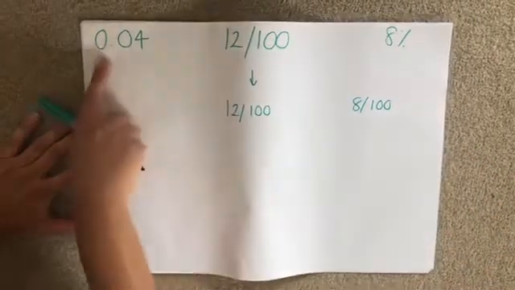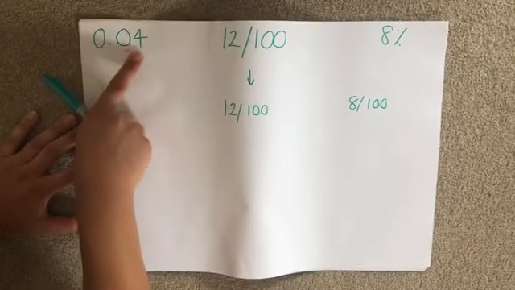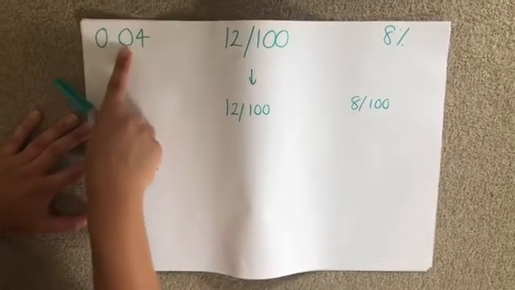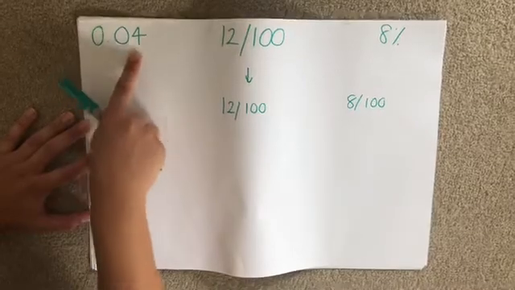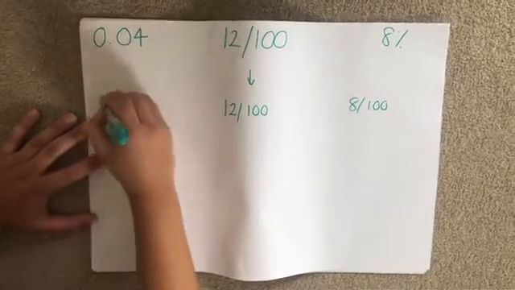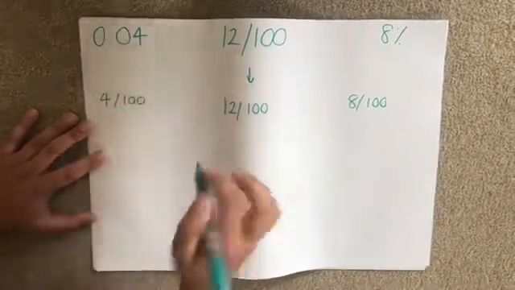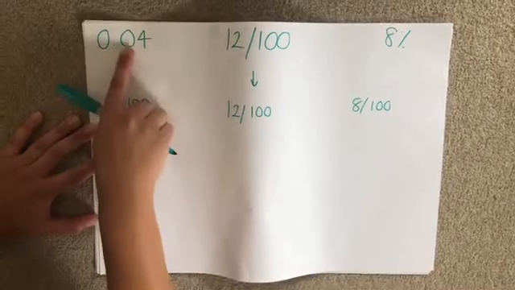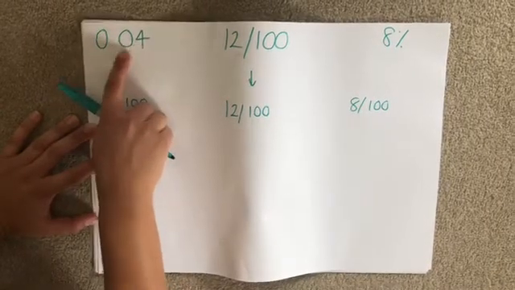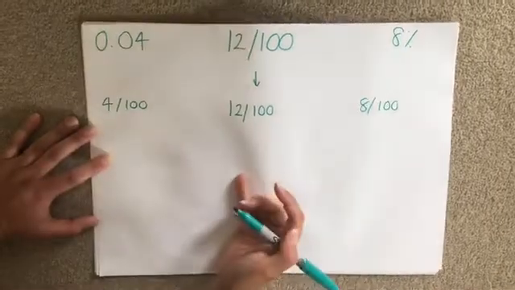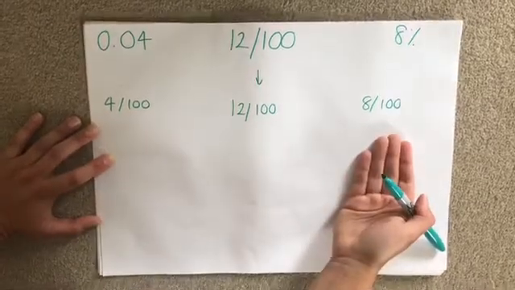And then here, we've got 0.04. Now, you need to be careful here because you haven't got any tenths. So this is simply 4 hundredths. If we had a 1 here, it would then be 14 hundredths. But because there's nothing in the tenths column, we've just got 4 hundredths here. Now we can order and compare them like we did before.